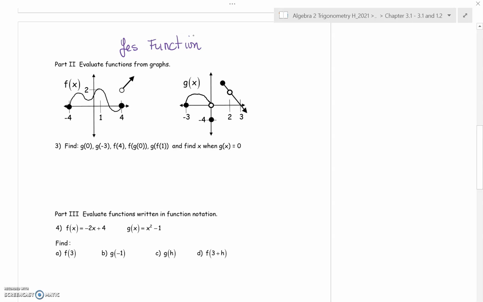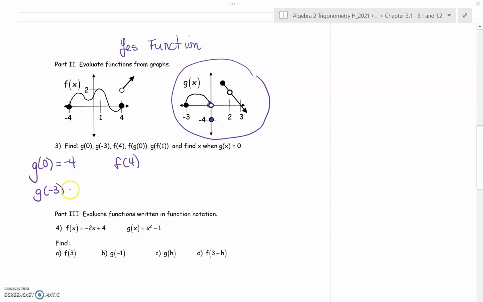So let's go ahead and answer the first few questions, g of 0, g of -3, etc. Notice that if I want g of 0, I have to look at the function g, and I'm saying when x is 0, what is y? Notice when x is 0, this is an open circle. There's no point there, but here there's a point. So when x is 0, the y is -4. Go ahead and try and finish the next few questions here, g of -3 and f of 4. Pause the video and give it a try.